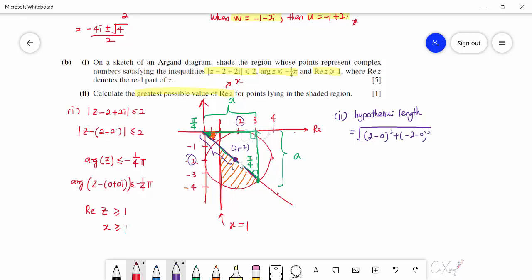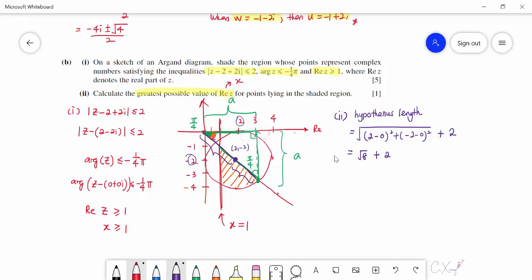After that, you want to add this part. This part is actually the radius of the circle, which is plus 2. So again, the hypotenuse length is built from the length from 0 until the center of the circle, plus the radius of the circle. That's the hypotenuse length. From here, if I continue, I will get square root 8 plus 2.